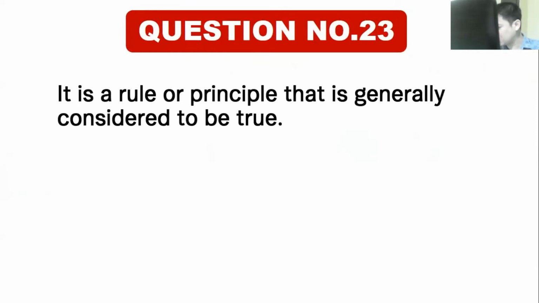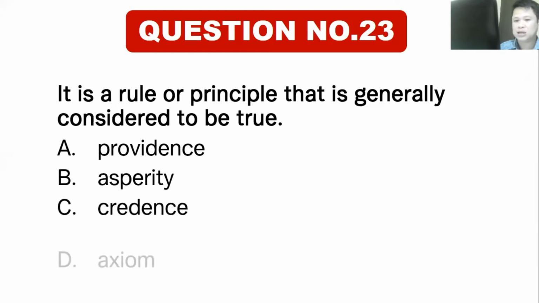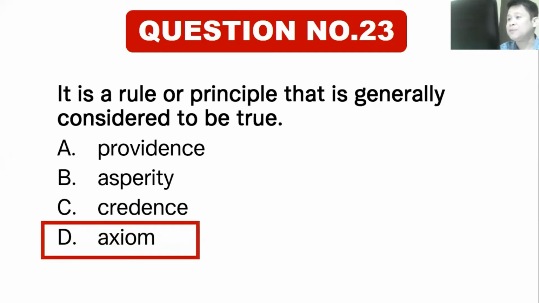Number 23, it is a rule or principle that is generally considered to be true. A, providence. B, asperity. C, credence. D, action. Okay, the correct answer is letter D, action.